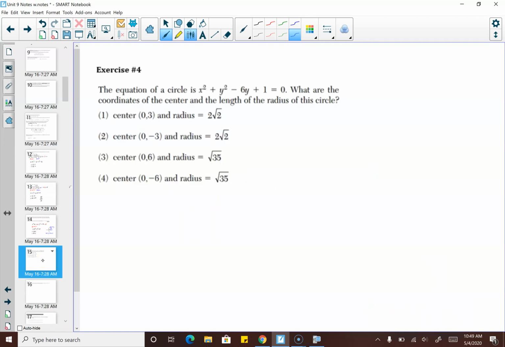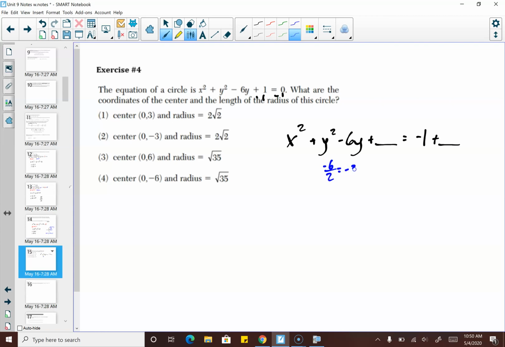Exercise 4. The equation of a circle is x squared plus y squared minus 6y plus 1 equals 0. What are the coordinates of the center and the length of the radius? Again, we'll start by subtracting that 1 and reorganizing everything. You'll notice x squared does not have any partners. So we go x squared plus y squared minus 6y plus a line equals negative 1 plus a line. Again, only one line per side because the x squared doesn't have to complete the square.